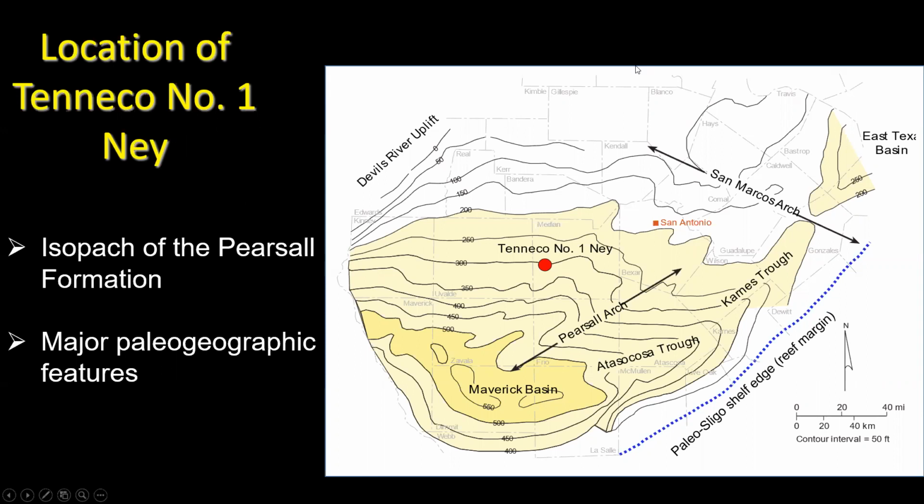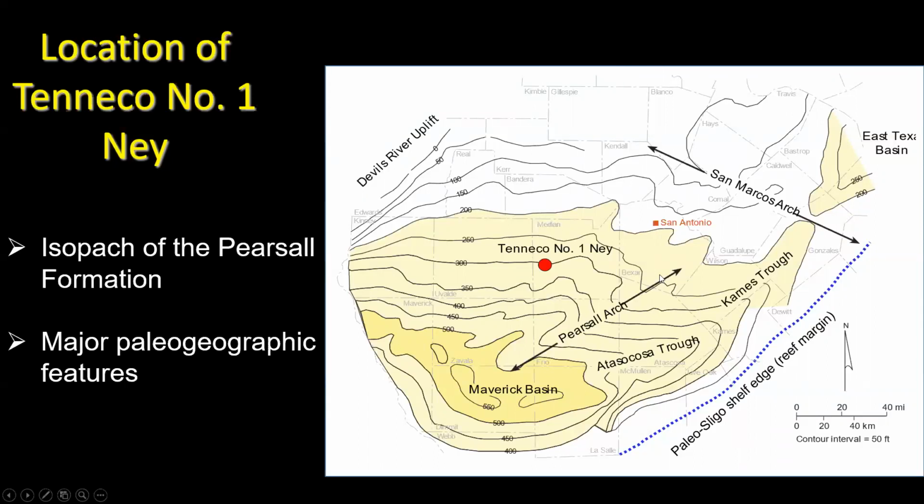This is an isopach map of the Pearsall Formation in South Texas. First, it shows the location of the Tentacle #1A well, right here. This well was part of an ambitious exploration program by Tentacle back in the late 60s to early 70s. Tentacle drilled at least 30 wells in the area, out through here, and cored many of them.